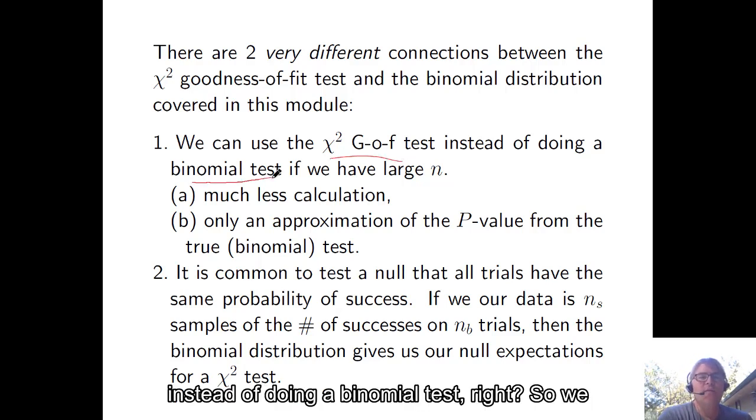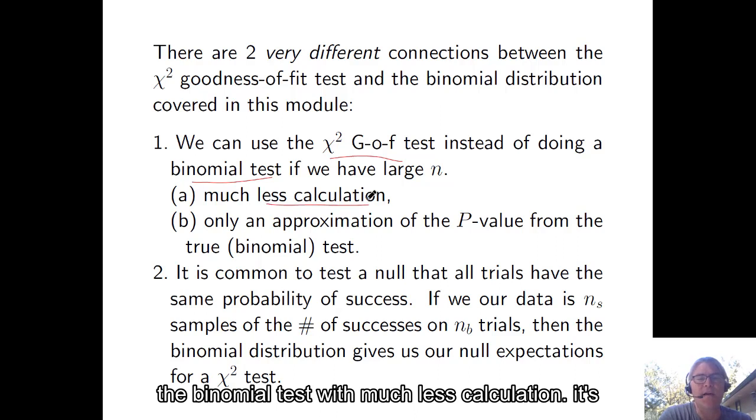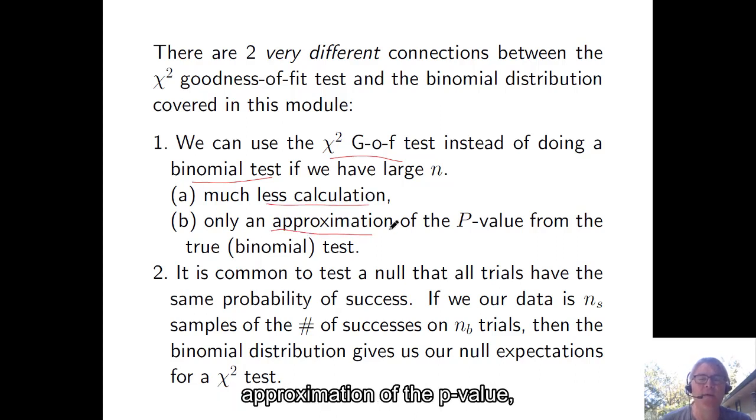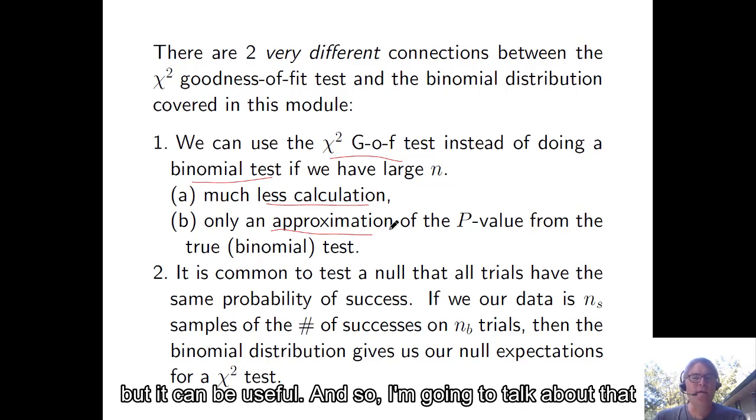First of all, we can use the chi-square goodness of fit test instead of doing a binomial test, right? And so there's going to be a way to approximate the results of a binomial test with much less calculation. It's not going to be exact. It's going to be only an approximation of the p-value, but it can be useful. And so I'm going to talk about that first.